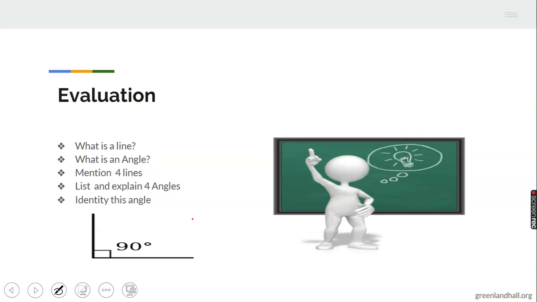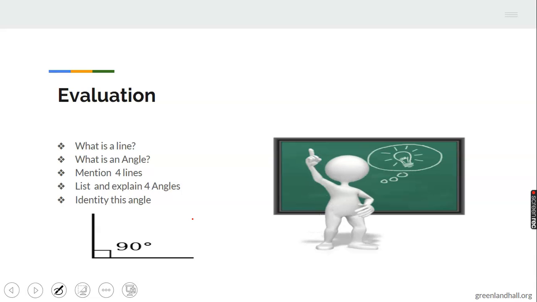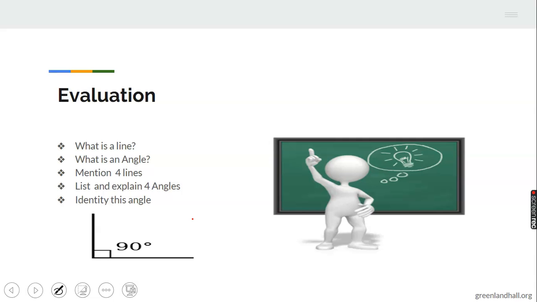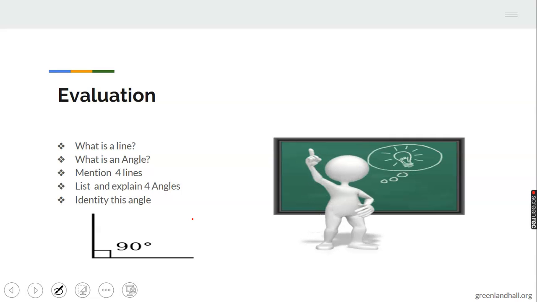Now, mention 4 lines that we have. I gave you 5 lines, just mention 4. Parallel, and the last one, good. Now let's go to angles. Can you mention 4 angles? I gave you like 8 angles, just mention 4 out of it. Okay. Obtuse, acute, right angle, good.